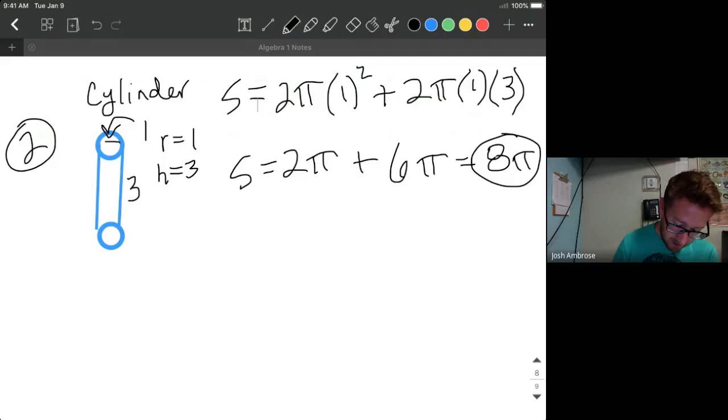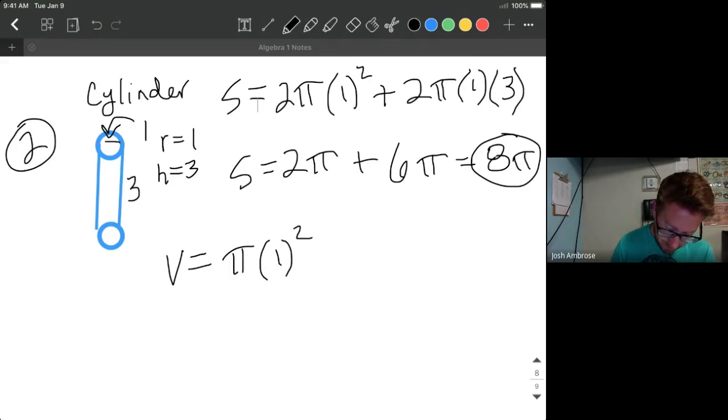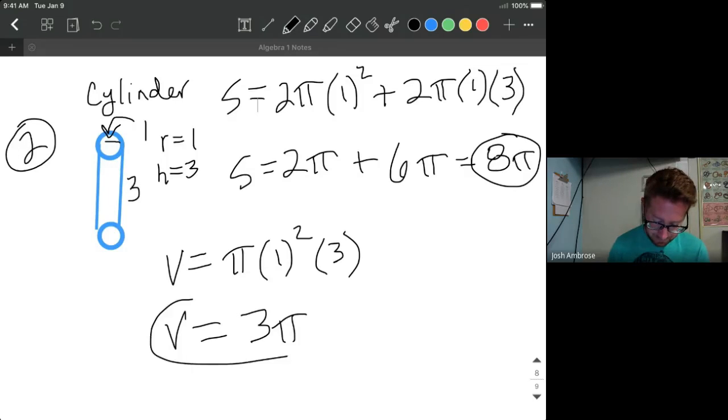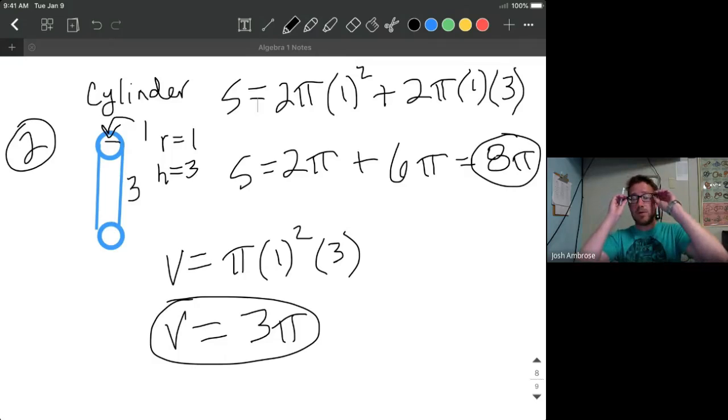Okay, now let's do our volume. All right, volume is pi multiplied by the radius, again, that is just 1, squared, and then multiplied by the height, which is 3. So volume works out a lot nicer. 1 squared is 1. 1 times 3 is 3. Volume, very simply enough, 3 pi. All right, so that's what we're looking at for a cylinder shape.